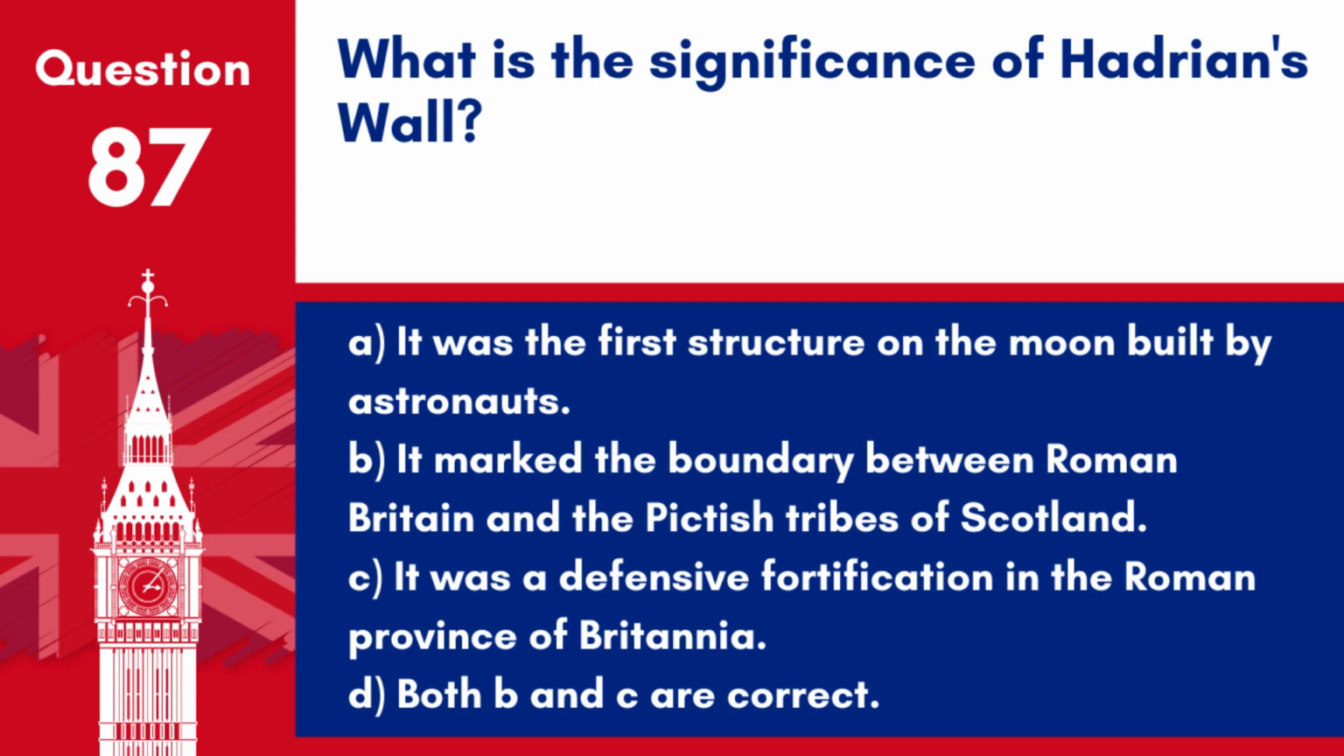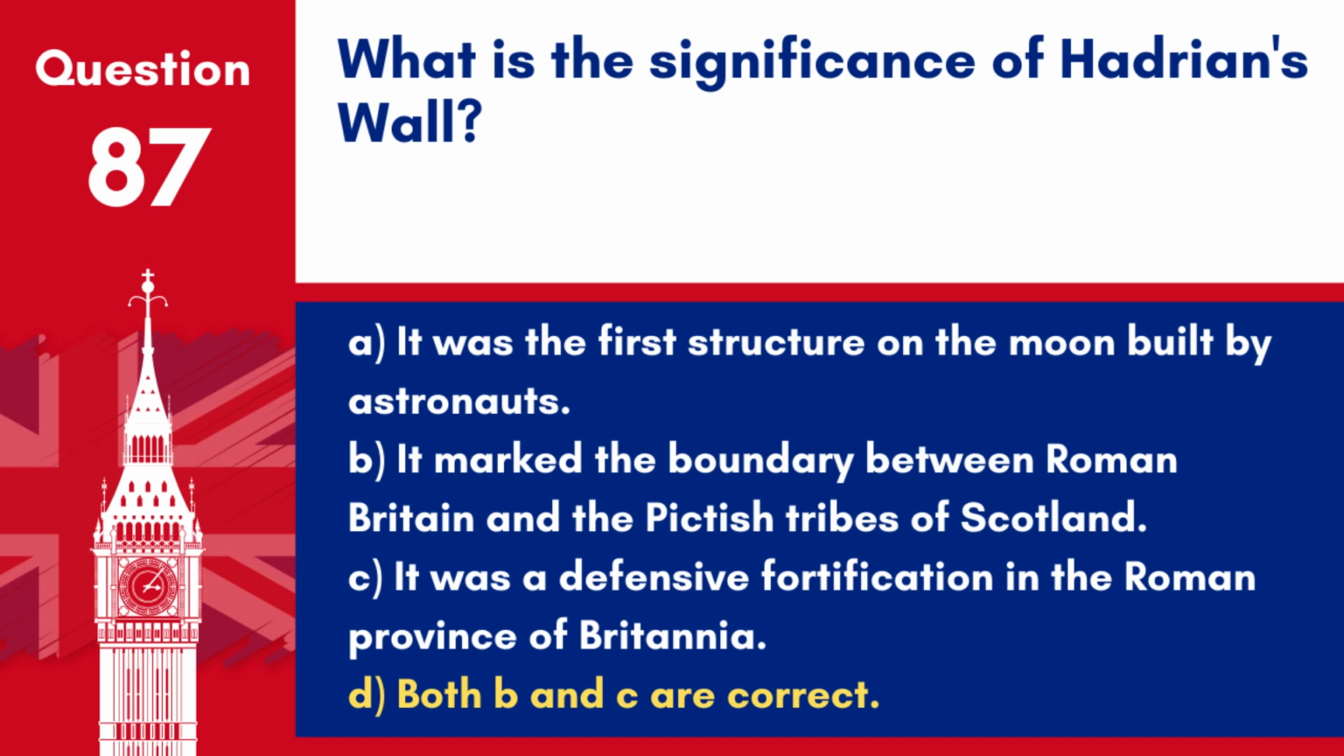Question 87. What is the significance of Hadrian's Wall? A. It was the first structure on the Moon built by astronauts. B. It marked the boundary between Roman Britain and the Pictish tribes of Scotland. C. It was a defensive fortification in the Roman province of Britannia. D. Both B and C are correct. Answer: D. Both B and C are correct.